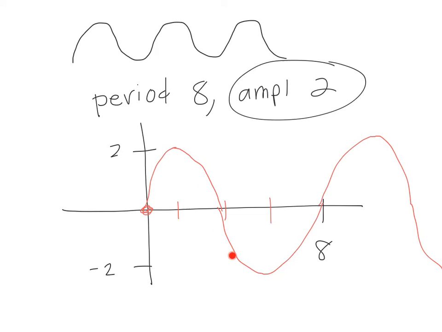But I think it's easiest if you cut the period into 4 spots and do a 0, max, 0, min, 0. This is a sound wave, and it actually is also a sine wave. Later on we're going to graph y equals sine of x, and this is an example of what it looks like.